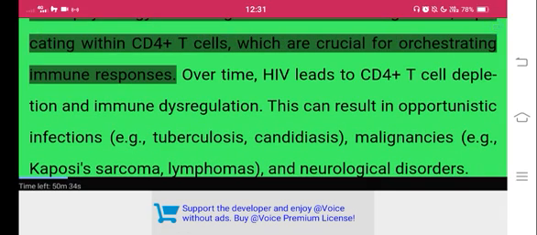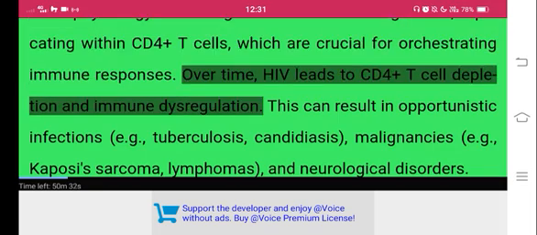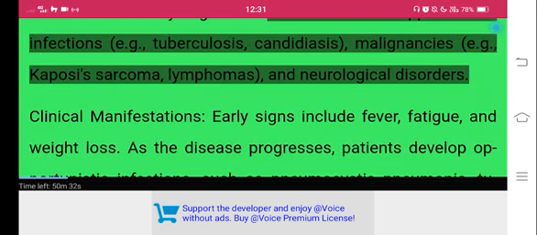Pathophysiology. HIV integrates into the host genome, replicating within CD4 plus T cells, which are crucial for orchestrating immune responses. Over time, HIV leads to CD4 plus T cell depletion and immune dysregulation. This can result in opportunistic infections, e.g., tuberculosis, candidiasis, malignancies, e.g., Kaposi sarcoma, lymphomas, and neurological disorders.